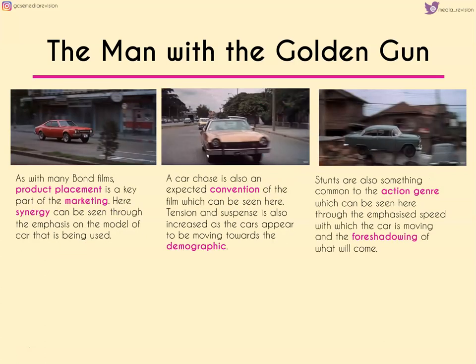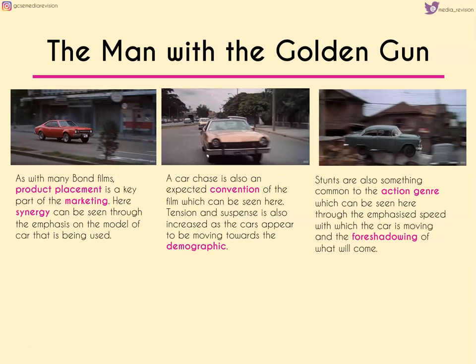As with many Bond films though, product placement is a key part of marketing and a part of synergy, which we can see through the emphasis on the cars and the models that are being used. We also have a car chase again, which is something that's a very common convention. Tension and suspense is increased because the cars appear to be moving towards us as a demographic, and we also expect to see stunts, which we can see through that final frame with the car.